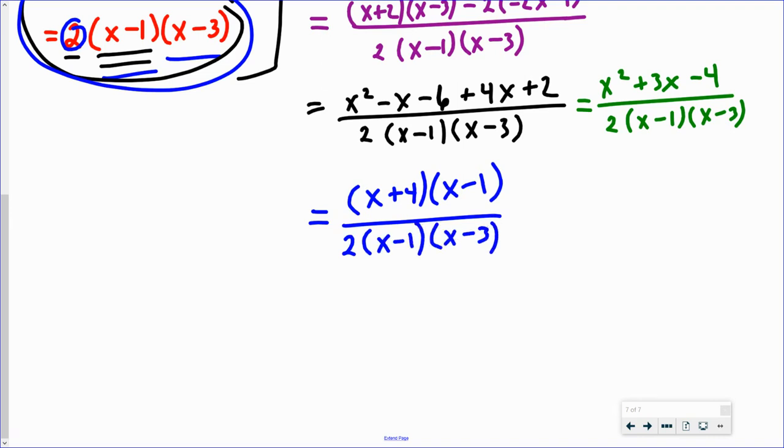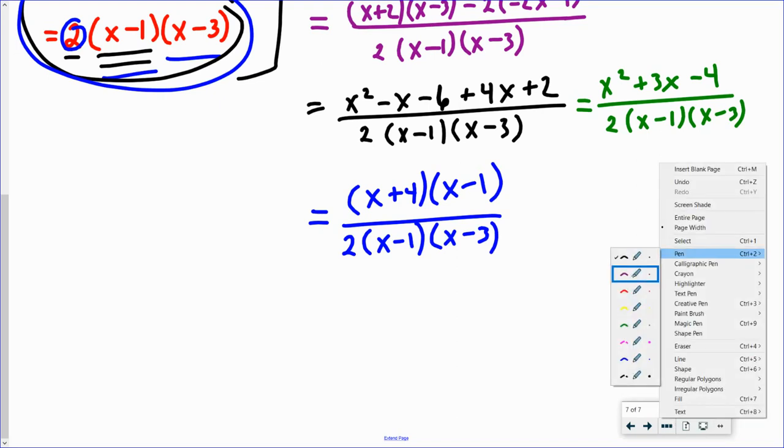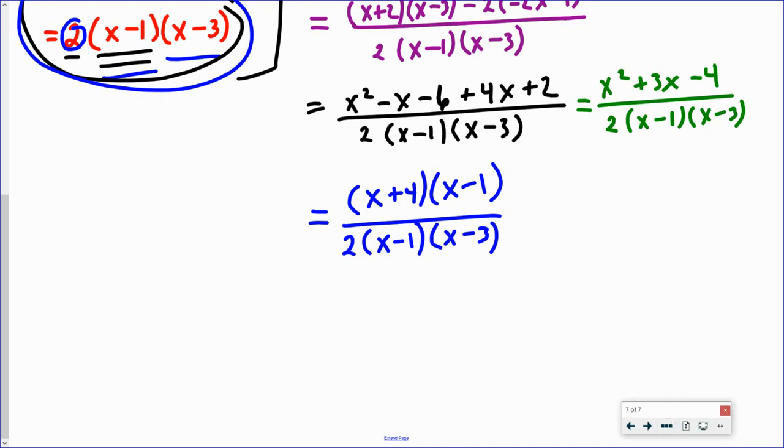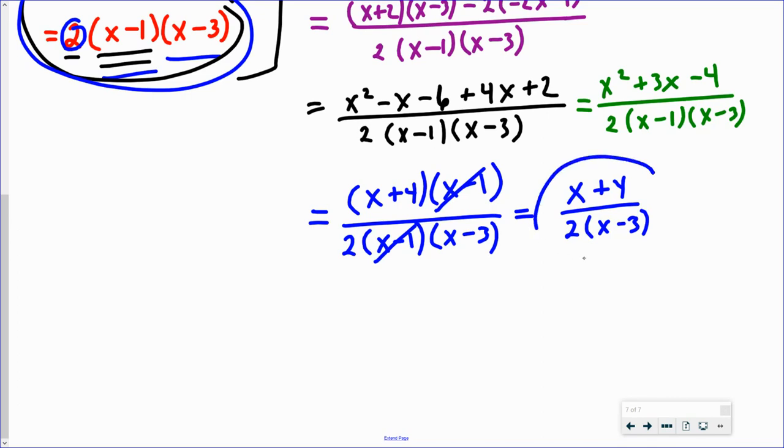So if we look, something nice happens here. X minus 1 and x minus 1 are common factors. So we're going to get x plus 4 left over on the top, and then 2 times x minus 3. So that's going to be our final solution.